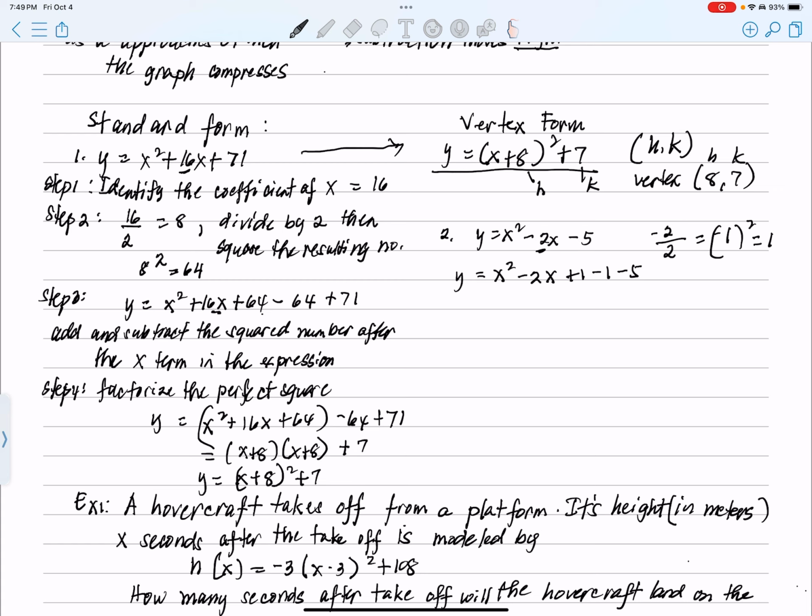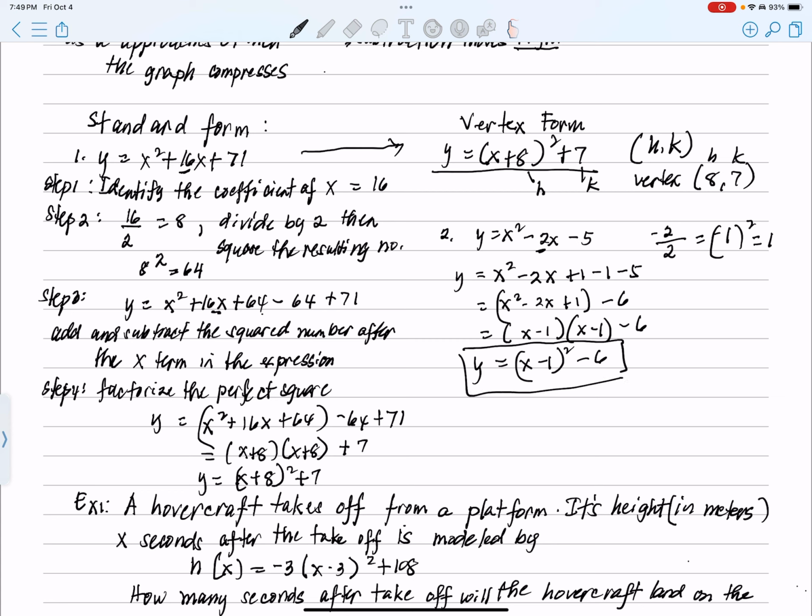So using the trinomial, x squared minus 2x, we have to factorize it. Minus 1 minus 5, that's minus 6. So the factor of x squared minus 2x plus 1, that's x minus 1 times x minus 1, minus 6. So x minus 1, we have 2, so we square it, minus 6. And this is the vertex form.